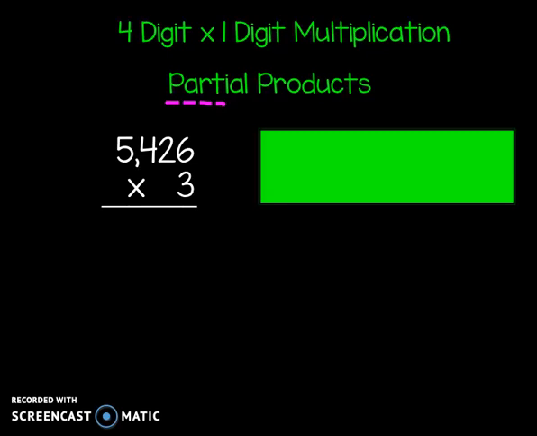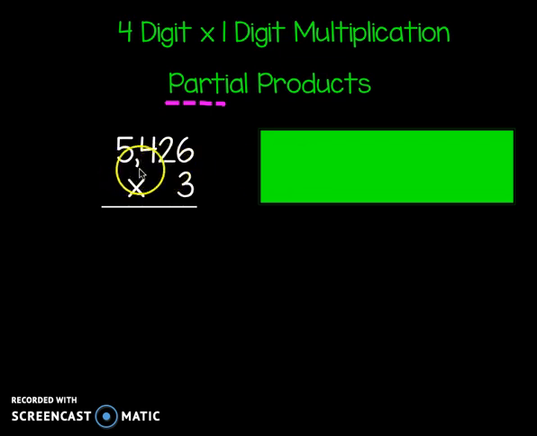Hey everybody, thanks for joining me for some 4-digit by 1-digit multiplication using the partial products method. You can see I've highlighted the word part because whenever we use this method, we want to always remember that we need to pay attention to the place value and each part. We're always making sure we multiply every part. So we're going to start with 5,426 times 3.